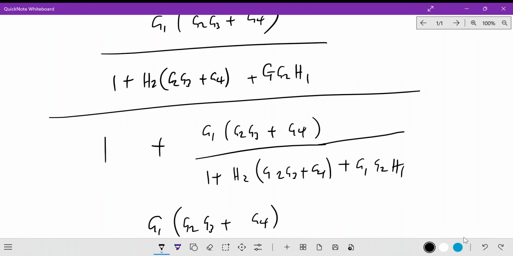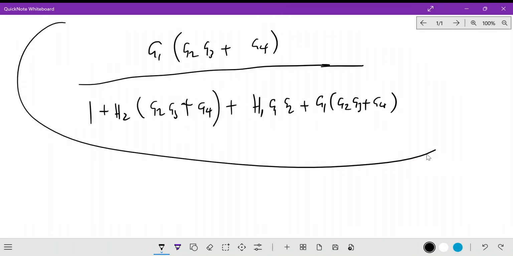Okay, so this is the final transfer function for this whole system.